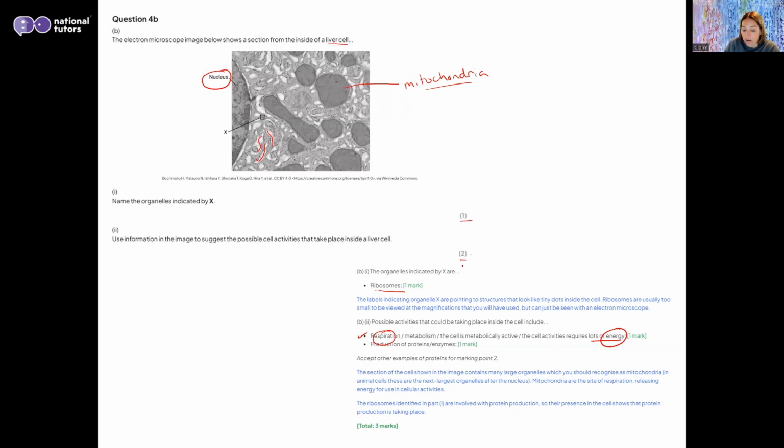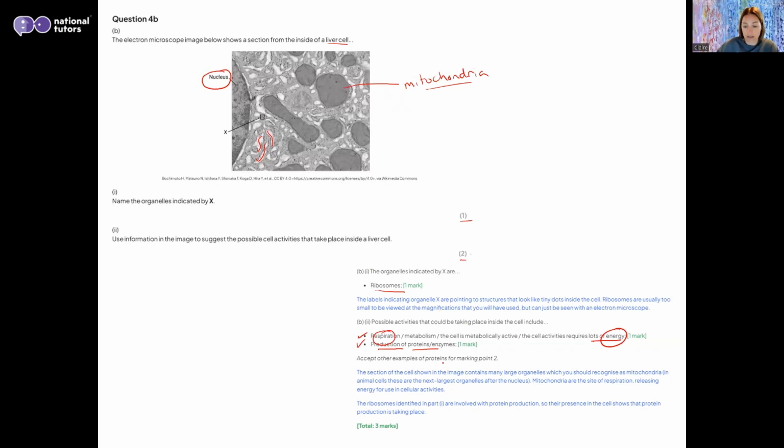Because there's two marks, there's two things you need to mention, and this links into your ribosomes, production of proteins. They could write enzymes, production of enzymes, but enzymes are proteins. I would be careful writing enzymes because they're not just producing enzymes. Enzymes is one example of protein, okay, except other examples of proteins for marking point two. So that's fine, that's a relevant point, actually. So if you could write proteins, that's good. You could do enzymes or any other examples of protein.